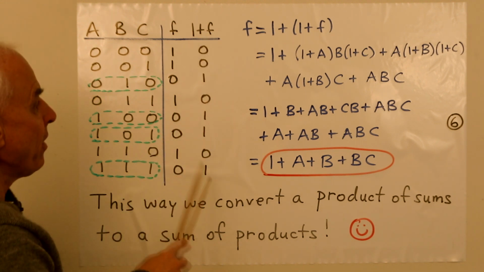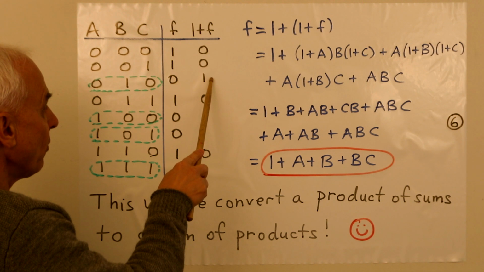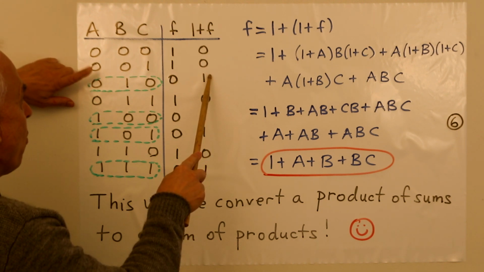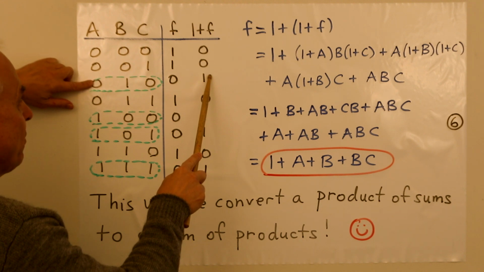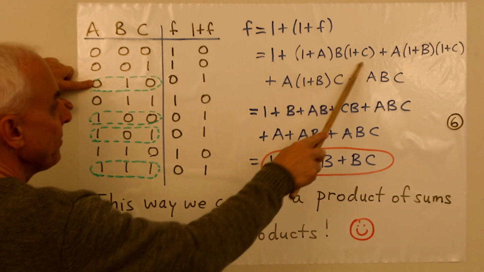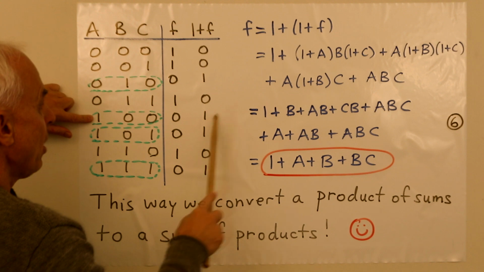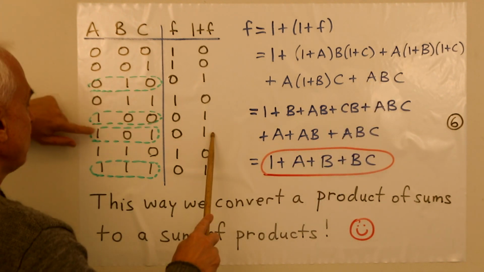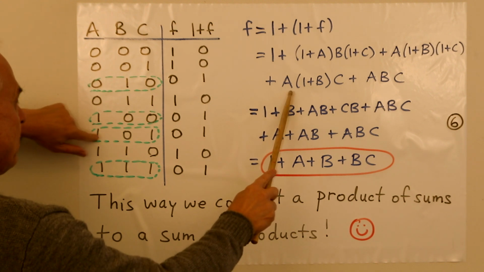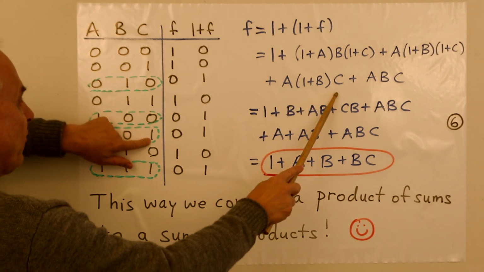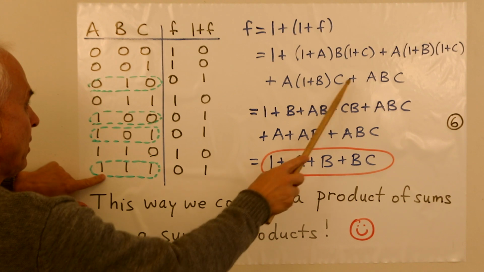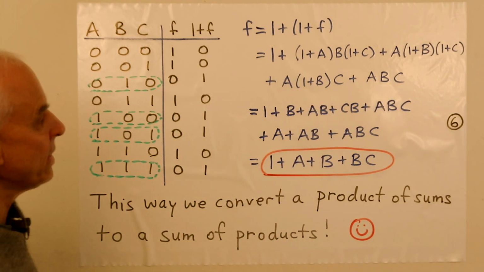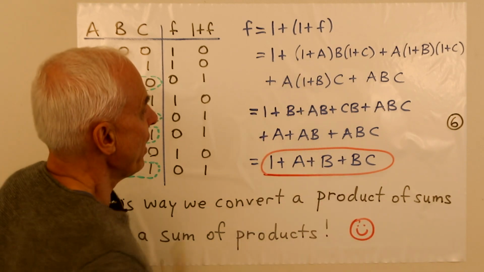This can be 1 when either there's a 1 here, or here, or here, or here. The 1 here is 1 plus a, this has to be 0, times b times 1 plus c. This next one, a times 1 plus b times 1 plus c. Next one, a times 1 plus b times c. And finally the last one, a, b, c. Okay, now we simplify this.